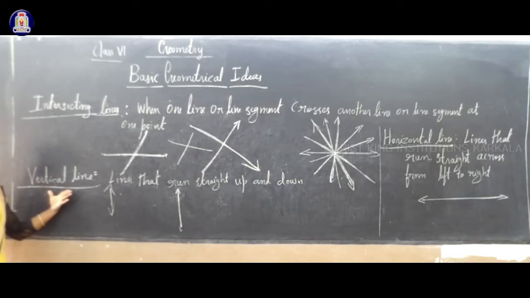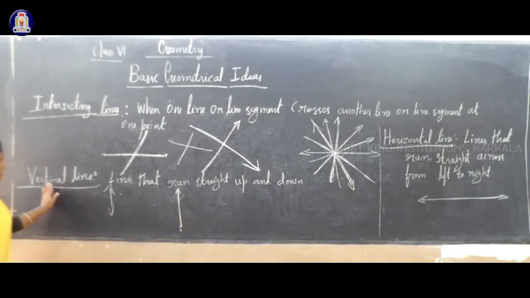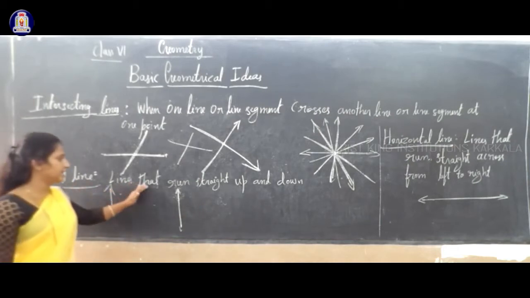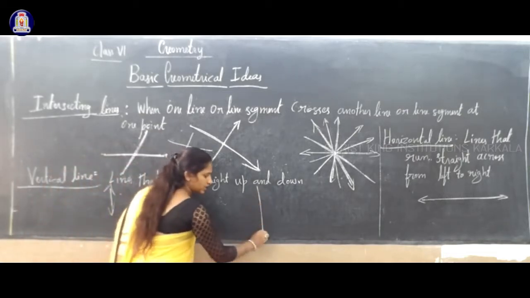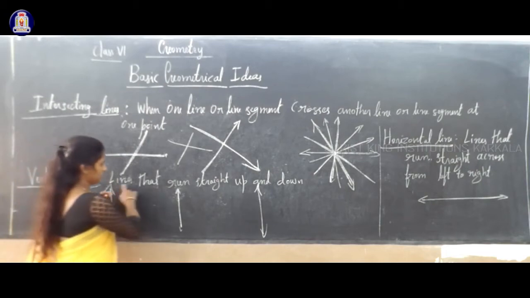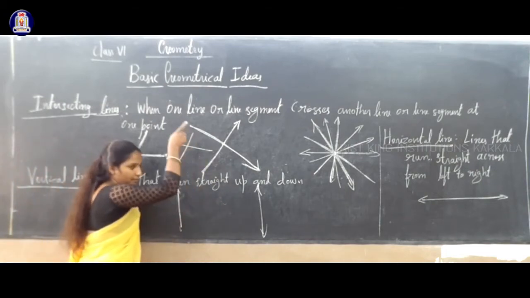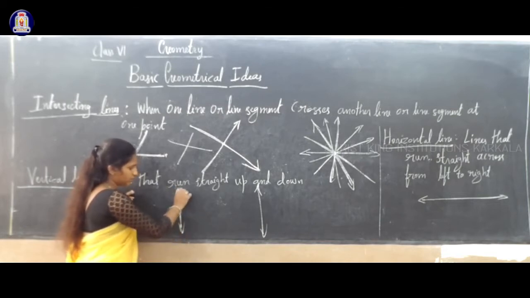Next, you know what a vertical line and a horizontal line are. Here I have the definition. A vertical line means a line that runs straight up and down. This is a vertical line. Clear?